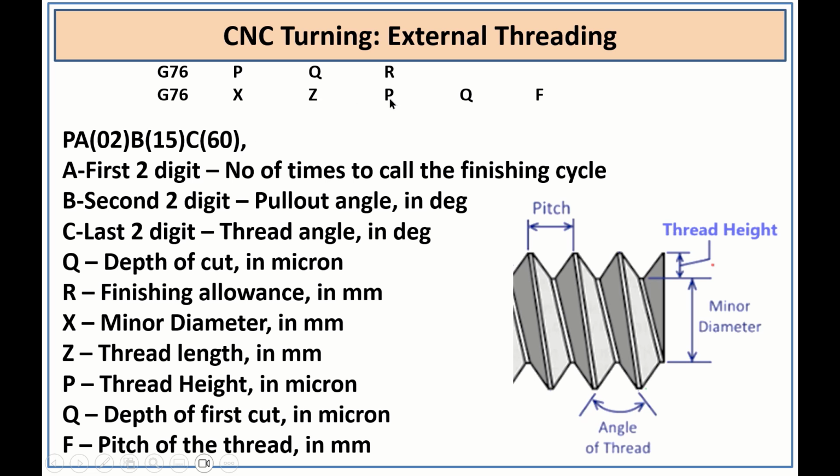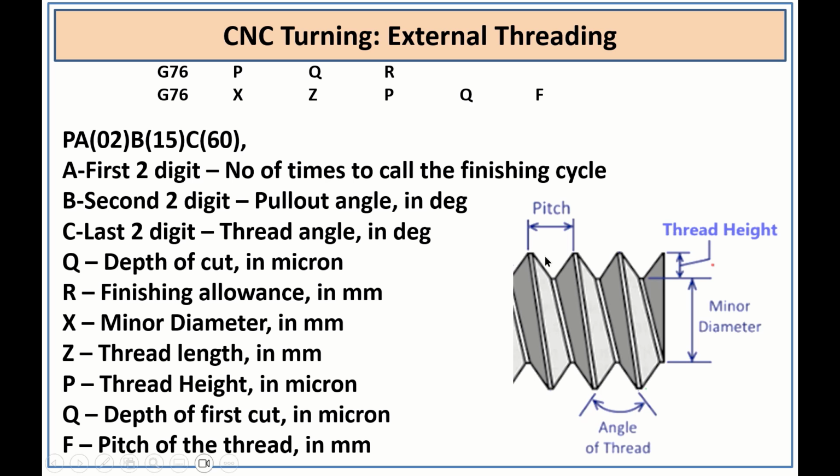And here again P is there, and this P indicates the thread height. So this thread height we need to mention in microns. That may be 200 microns. 200 microns means it is 2 mm height thread. So that needs to be mentioned in microns. And depth of first cut. So here the Q indicates the depth of first cut.